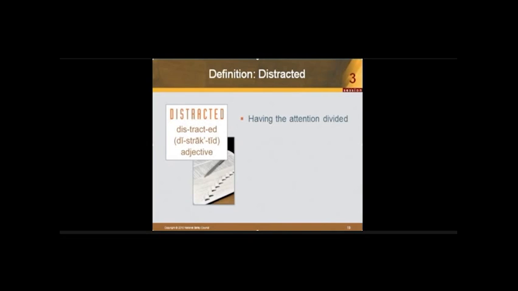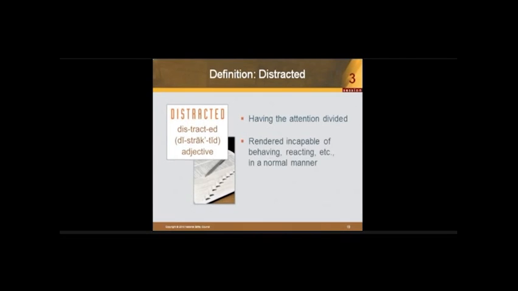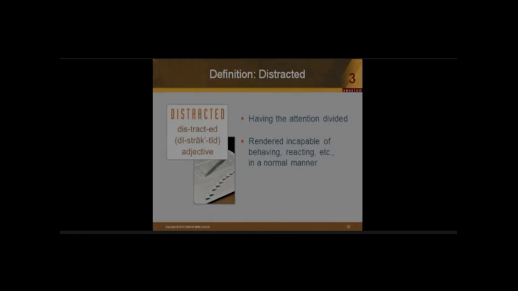When driving, a distraction is anything that takes your eye off the road. That's a visual distraction. Take your hand off the wheel. That's a physical distraction. Or take your mind off driving. That's a mental distraction. Now let's watch a video clip to learn a bit more about the danger of distracted driving.